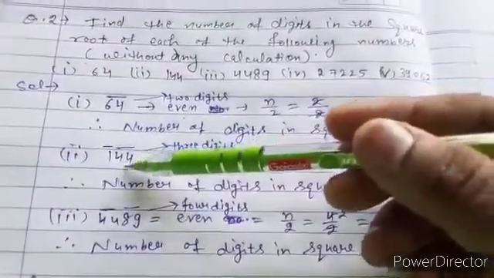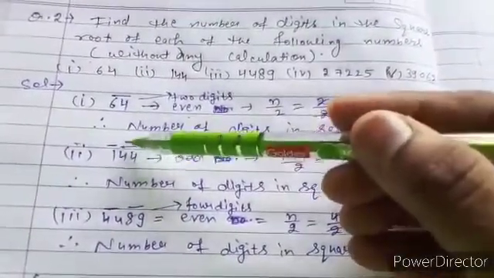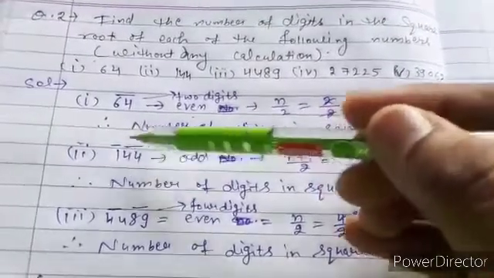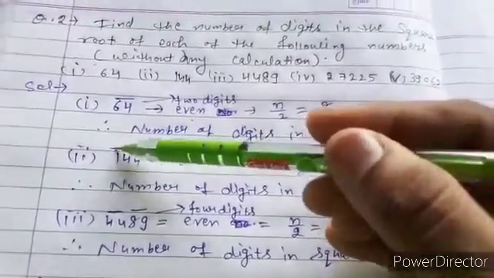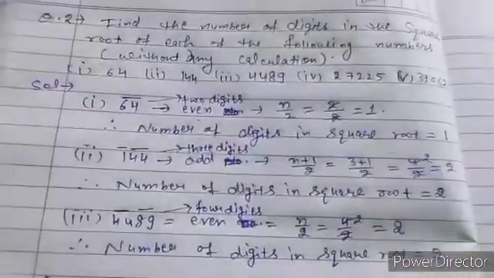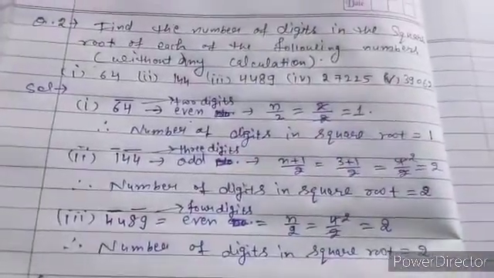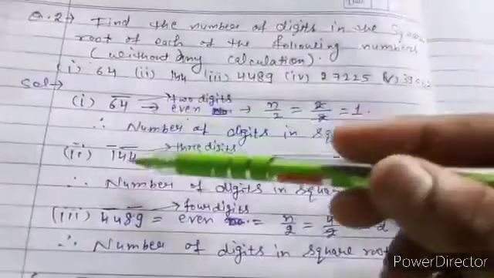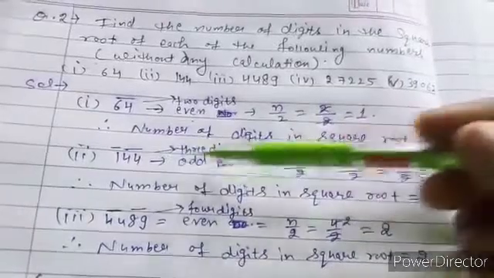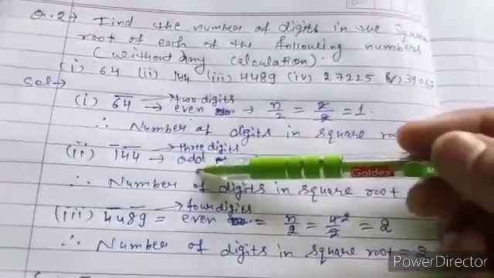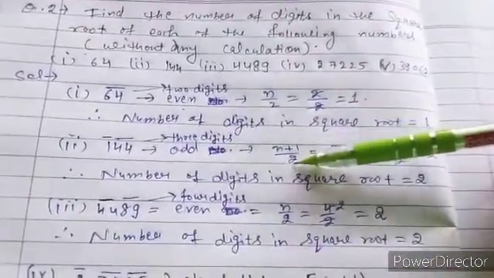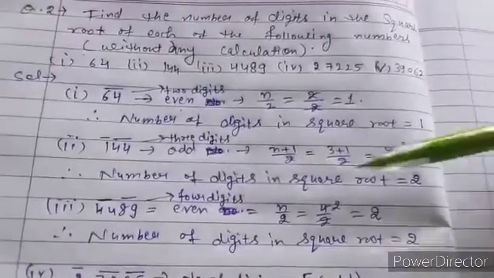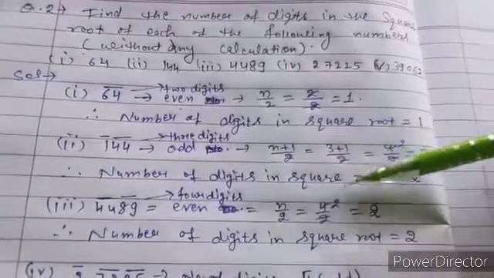Next, 144. If we apply bars, we make pairs from the last digits, and 1 is left. So 2 bars are applied. So the number of digits in the square root of this number will be 2. And the second method: here there are 3 digits, that is odd. For odd, the formula is n plus 1 upon 2. N is 3, 3 plus 1 upon 2, it will be 2. So the number of digits in the square root is 2.